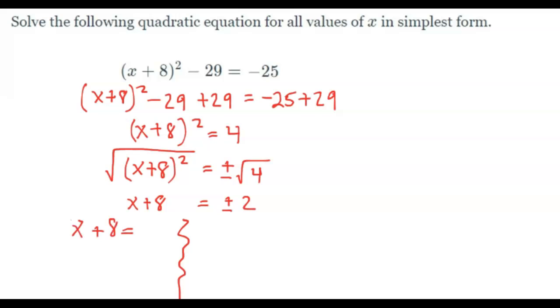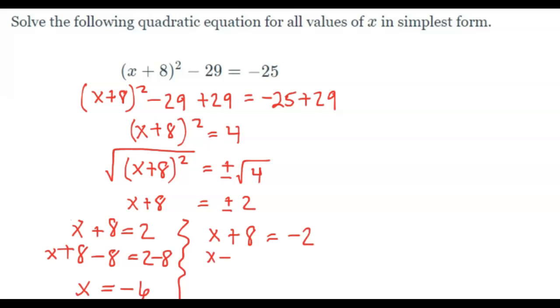So the first one, x plus 8 equals positive 2, and then we're going to solve x plus 8 equals negative 2. So similar to when we did factoring, where you had to solve two different equations, we have to do that here as well, because the root has both a positive and a negative solution. So we can see that the steps to solve these are fairly straightforward.